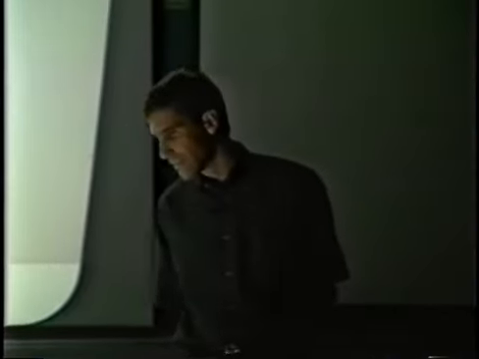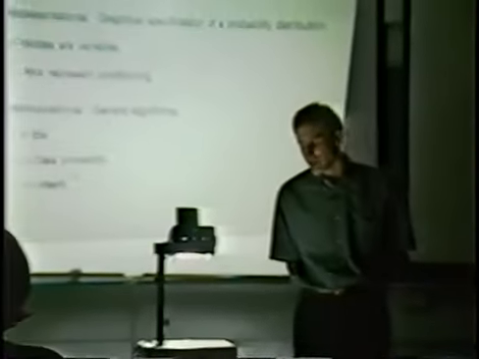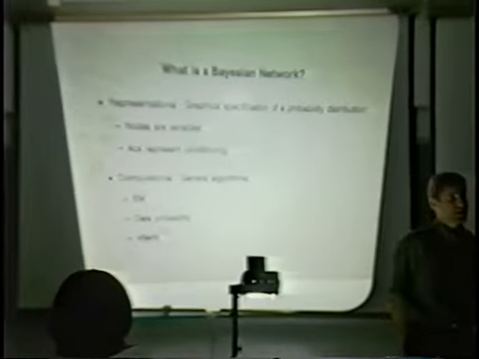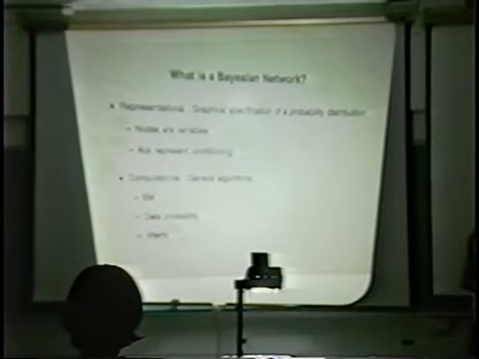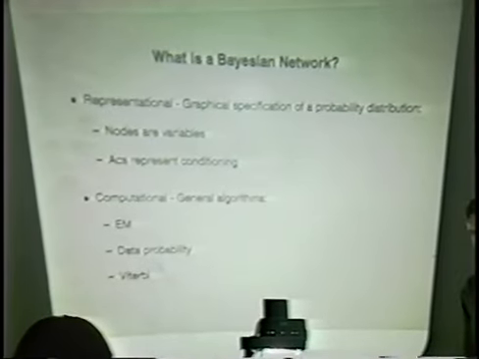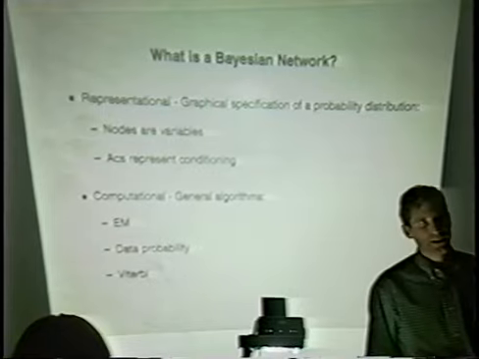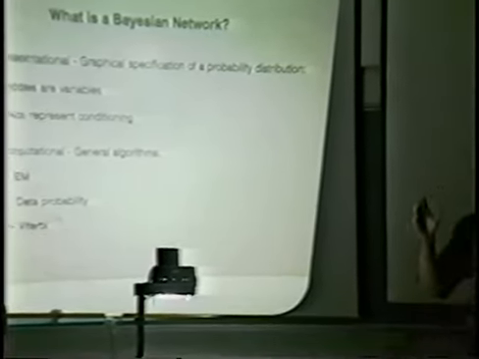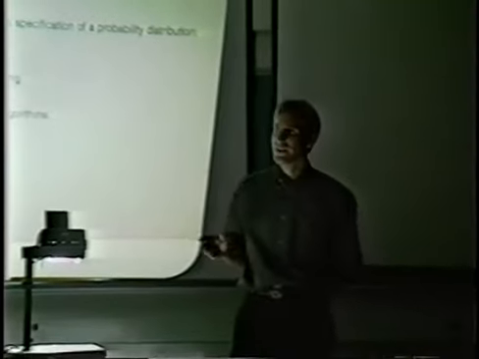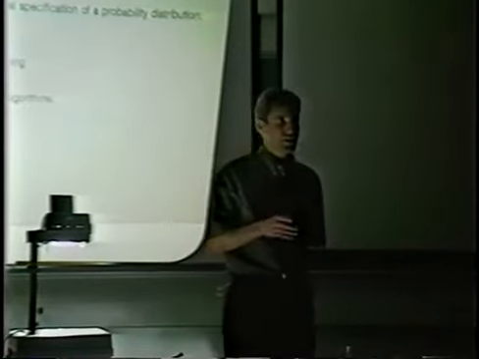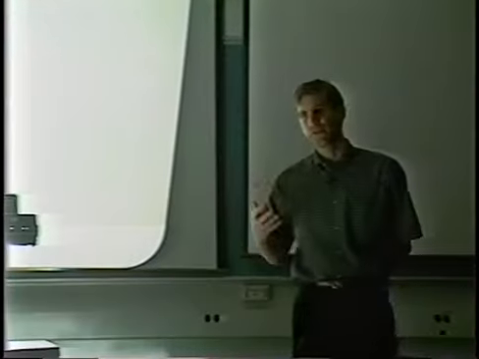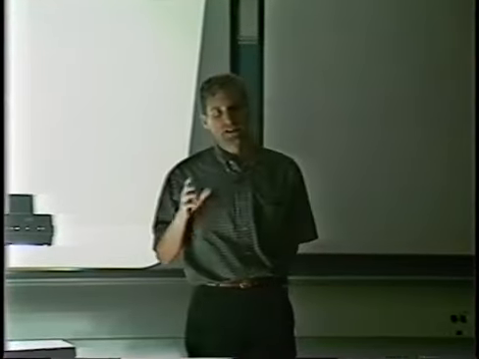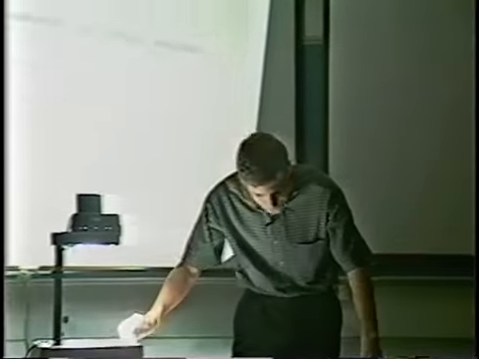The second component of Bayesian networks is a set of very general algorithms that allow you to do EM, compute data probability, and to do Viterbi decodings, or the analog of Viterbi decodings. And these algorithms are parameterized on the BayesNet graph structure that you're working with, so that once you've written them, you can use the same code to study a lot of different probabilistic models.